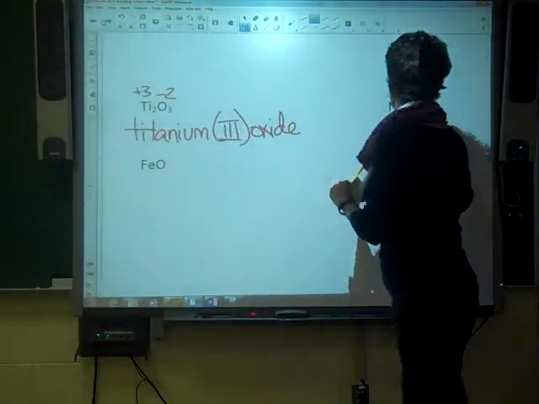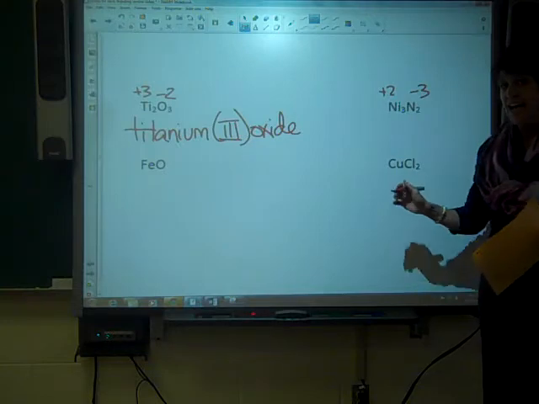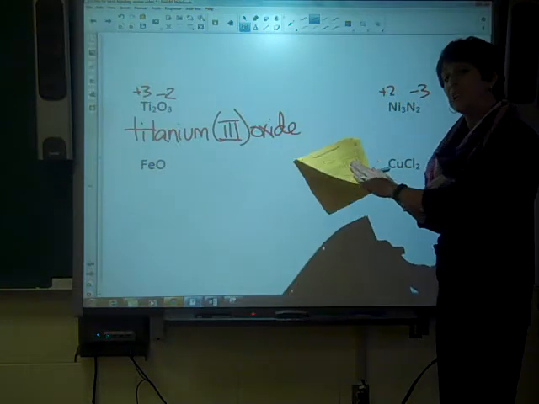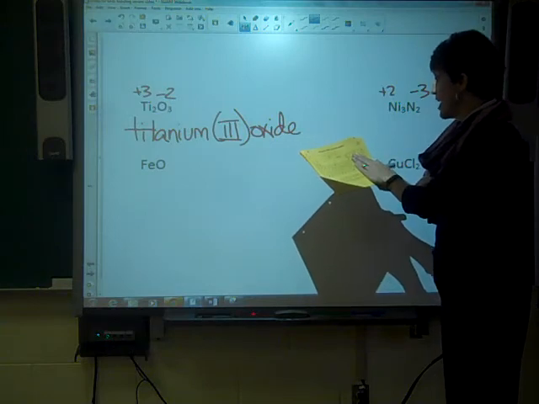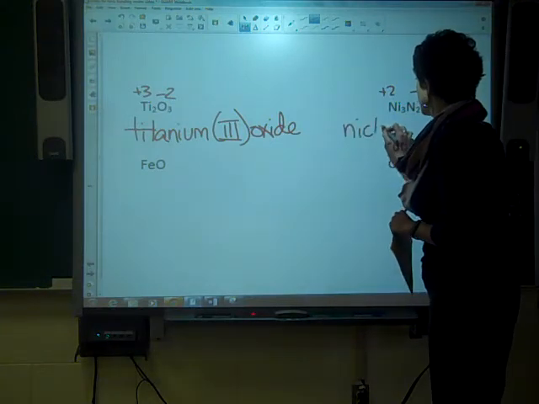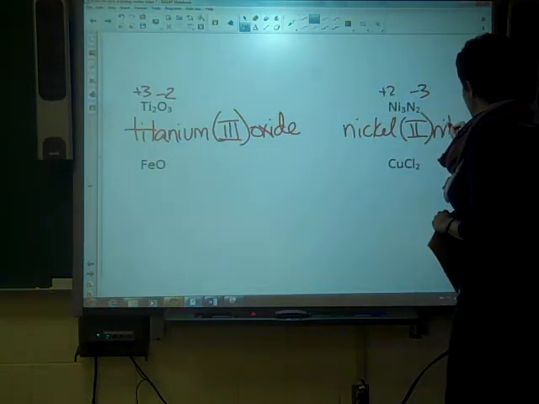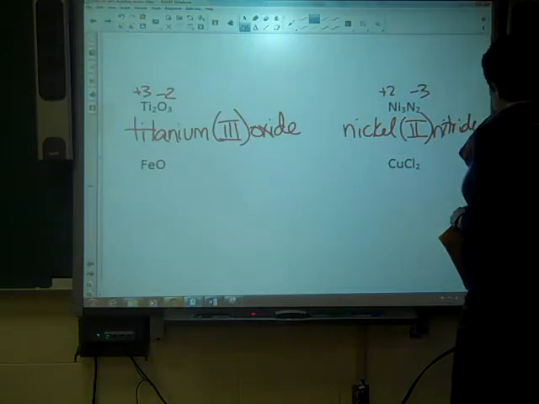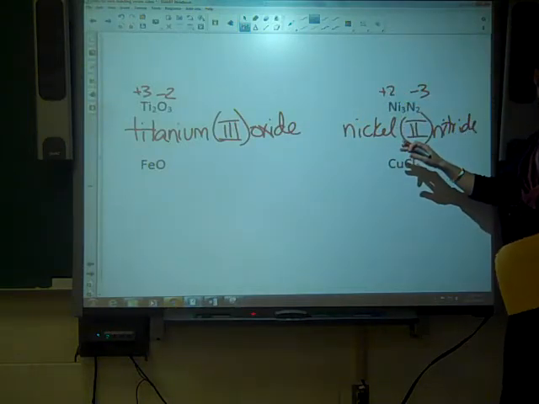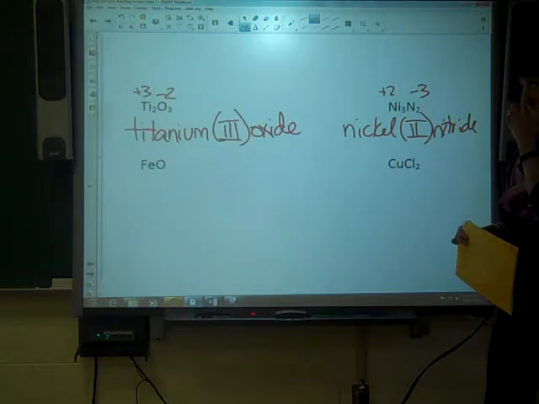Now we'll go over to this one. If I crisscross reverse, I would get a +2 and a -3. I look up N and make sure it really is a -3. It is, so that's perfect. So I write nickel 2 nitride. So nickel 2 nitride. 2 because that's the charge that nickel had. Nitride, I always want to end these in an IDE.